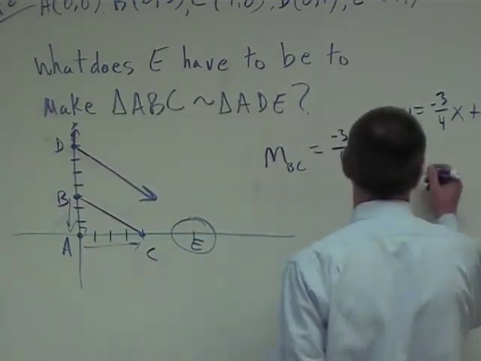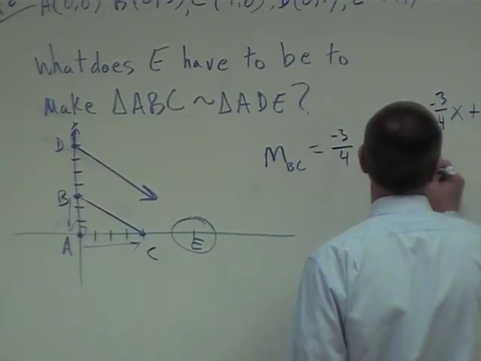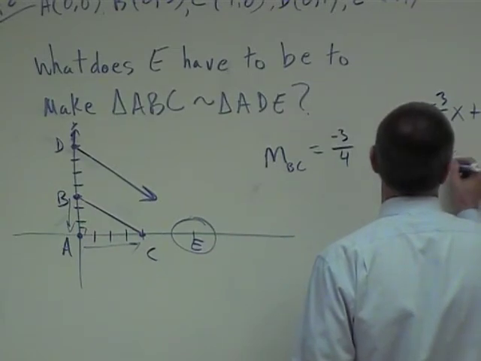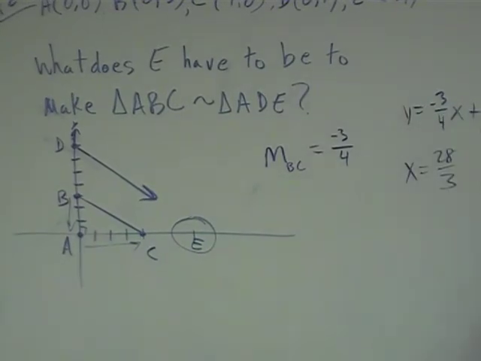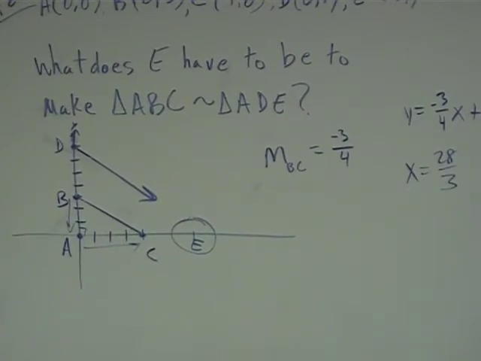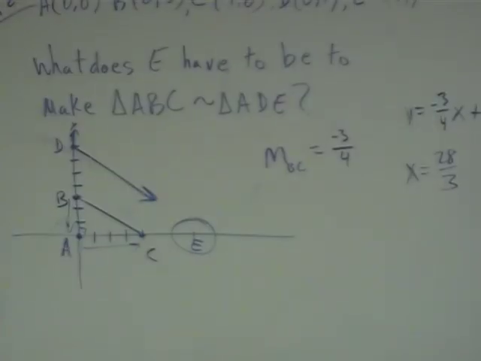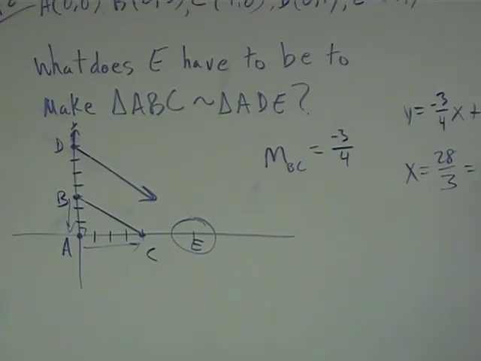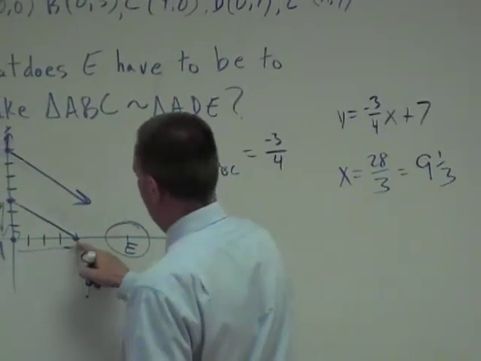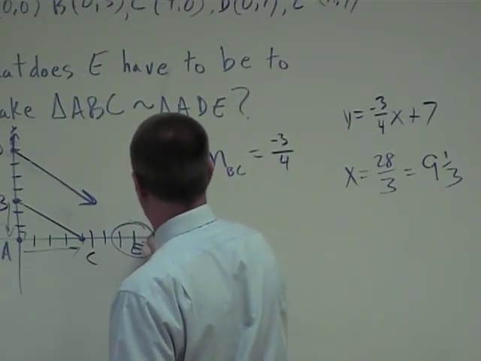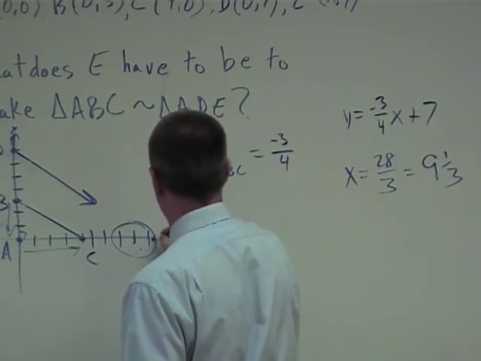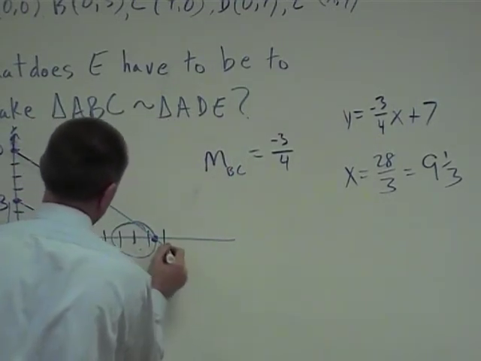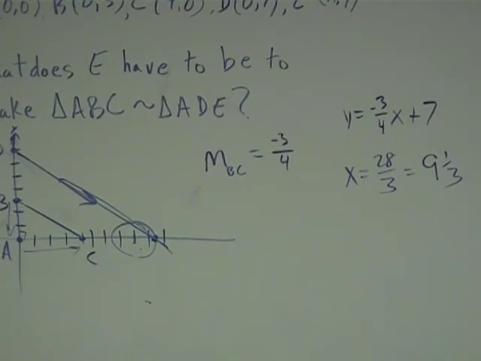Garrett, what did you get? 28 over 3. That's correct. Bravo. And it was great. 28 thirds, which is what as a mixed number? 9 and 1/3. 4, 5, 6, 7, 8, 9. 9 and 1/3. Right there. There you go. Excellent.